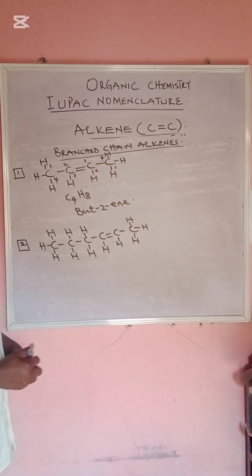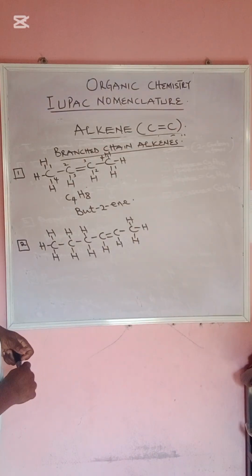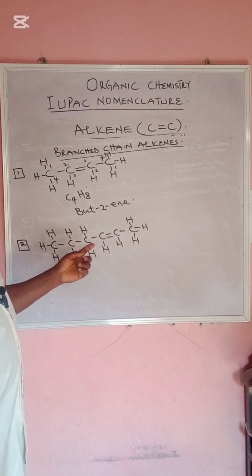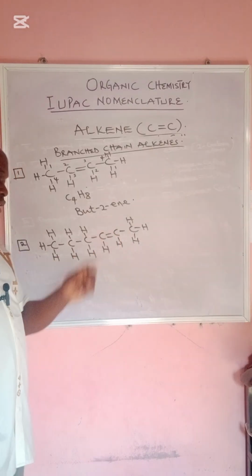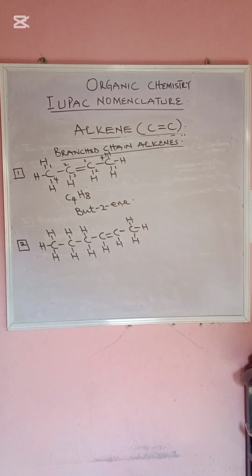So don't create atoms unnecessarily. Atoms can never be created nor destroyed. So carbon is tetravalent. Always count it 1, 2, 3, 4. Do not put hydrogen here again. So this is the structure we have to name.